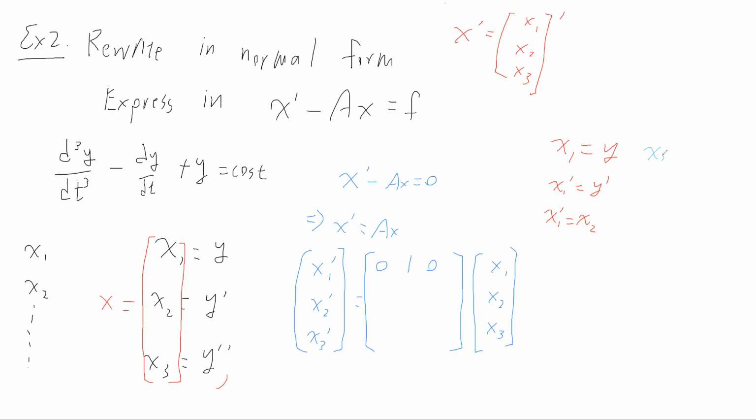Right, x2 is equal to y prime. That means x2 prime is equal to y double prime. And what is y double prime? Y double prime is x3, right? So x3, oops, no, sorry, x2 prime is equal to x3, right? So there's going to be an x3 and x2 prime. That means there's going to be a 1 here and 0, 0.